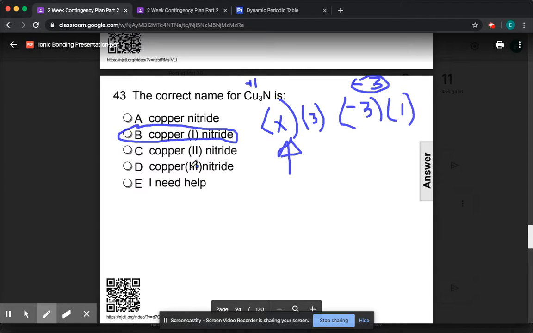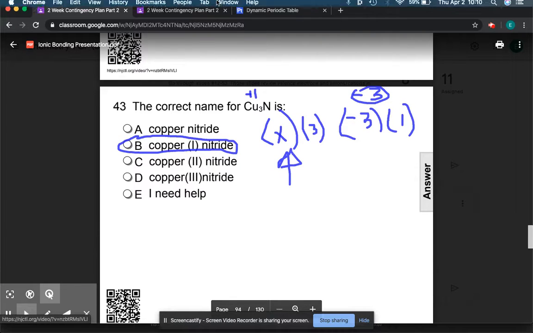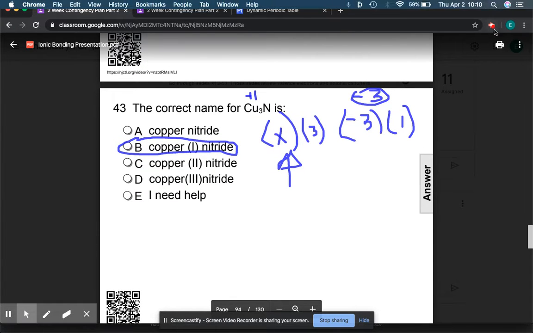Okay? 2 and 3 are too many charges. And A is wrong because I told you if you don't give me the brackets, if you don't tell me how many it's giving away, then you can't know what the formula is because copper can have multiple charges. All right. That's it for the slides.